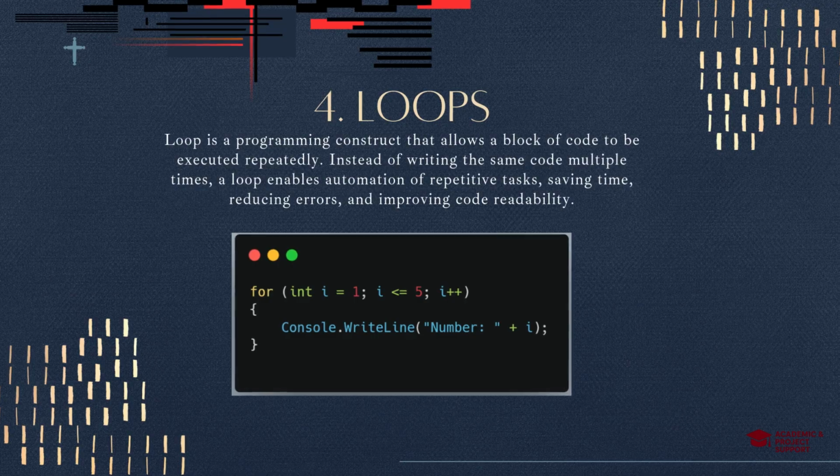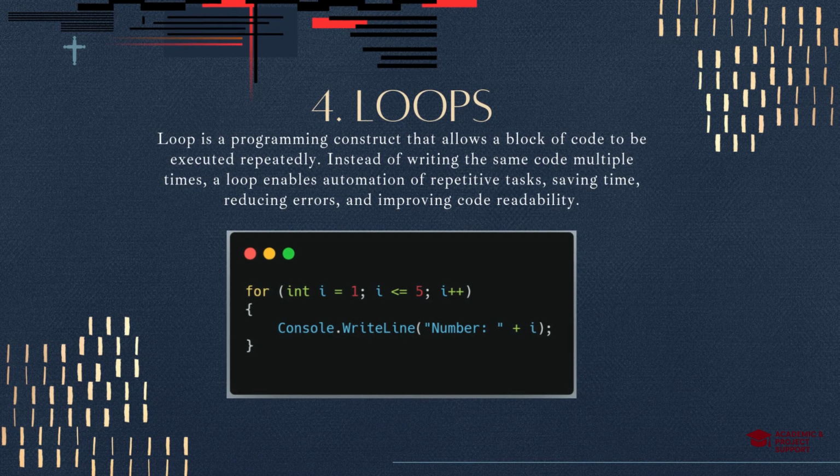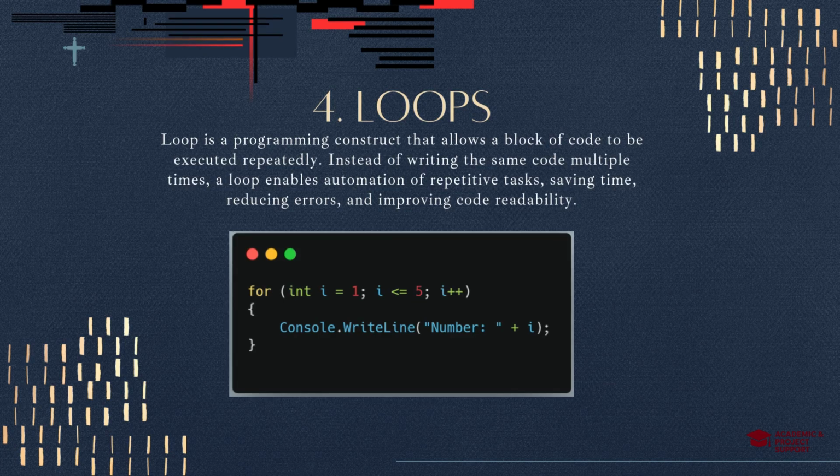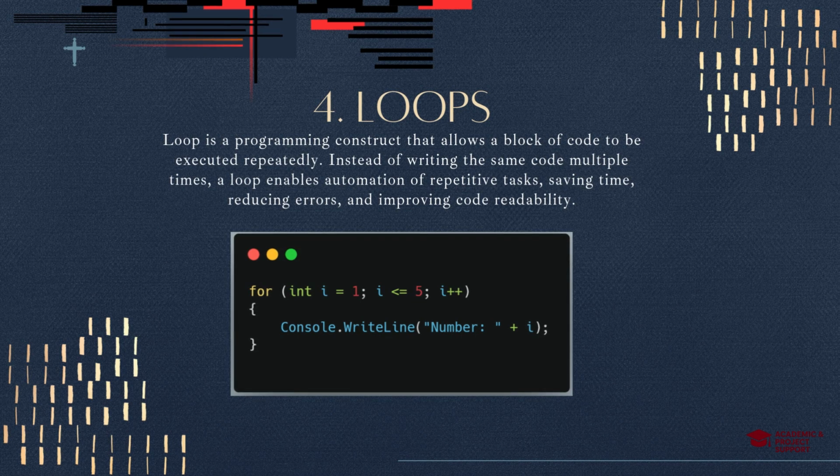Fourth, loops. A loop runs code repeatedly. Here, the for loop starts at 1 and goes up to 5, printing each number. This is useful for repeating tasks without writing the same code many times.